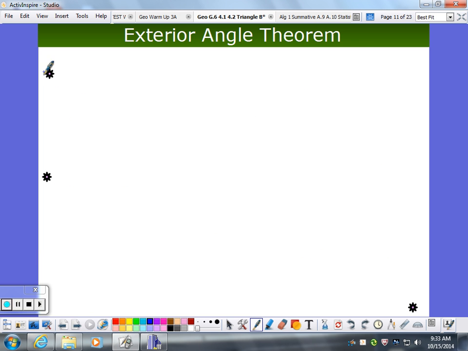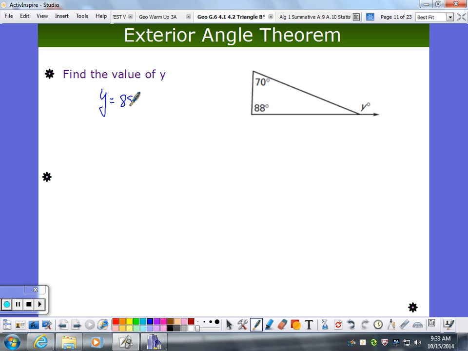So let's look at a couple of examples. This one is not on your paper, but just look up for a moment. If I want to find the measure of angle y, very simply, it's going to be the sum of those two. So y is going to be 88 plus 70. You just add them. That's all there is to it.